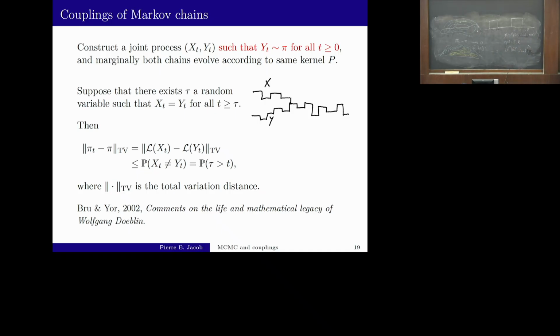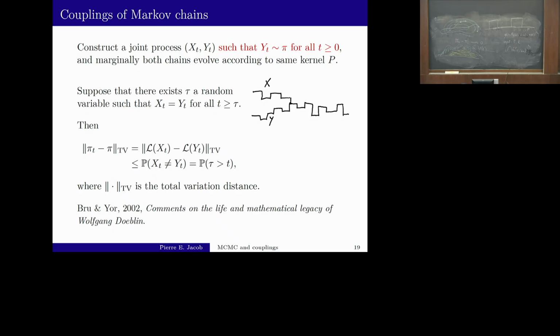And so if that's satisfied, so if you have a construction like this, then the TV between pi t and pi is the TV between the law of xt and the law of yt, because yt is distributed according to pi. And remember the coupling representation of TV. TV is an infimum over all couplings of this quantity. So for any particular coupling, you get an upper bound. And so the upper bound is the probability that xt is different from yt. And that means that the meeting has not yet happened. So that event is the same as the meeting occurring later.